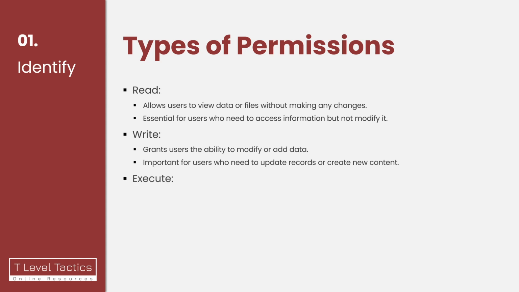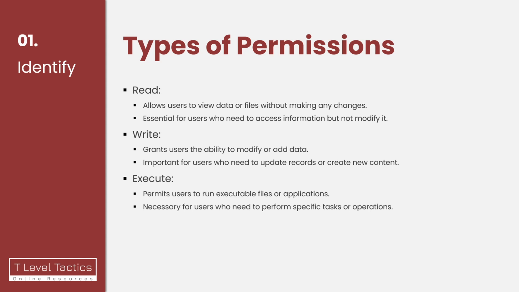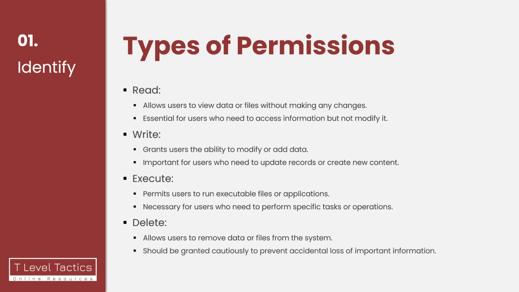There's an execute permission, which enables users to run executable files or applications on a computer or on a network. And this is going to be necessary for users who need to perform specific tasks or operations. And there's the delete permission. And this will allow users to remove data or files from the system. And this should be granted cautiously to prevent accidental loss of important information or data.